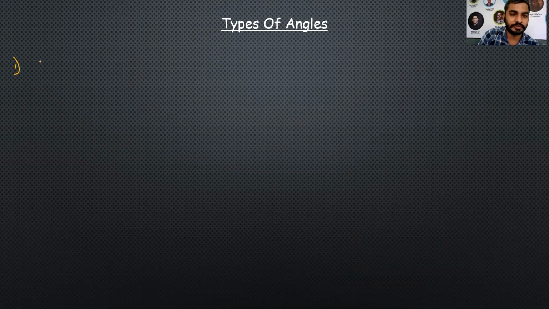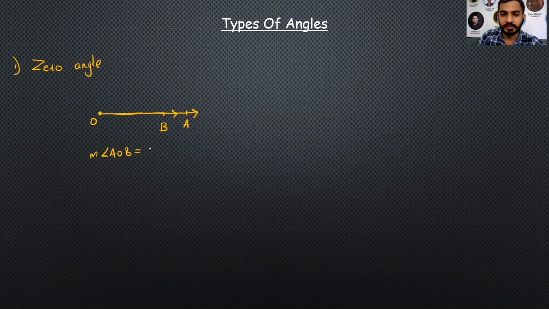The first is zero angle. As you can see, I'm writing zero angle. Now, what is a zero angle? Your initial arm and terminal arm occupy the same position. OA and OB are at the same position. The angle between them is zero. So here, measure of angle AOB is zero. Such angles are called zero angle.